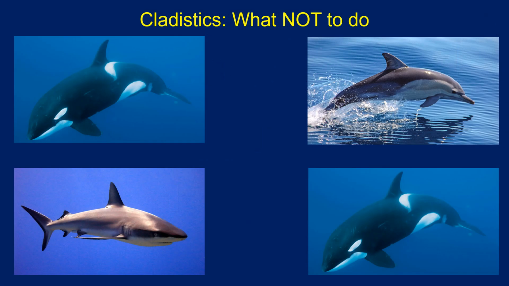Let's go back and look at some physical traits again. And this time we'll talk about what we shouldn't do if we're making a cladogram or if we're making any kind of phylogenetic tree. Let's start at the bottom here. We have a shark, and then next to that we have an orca, a killer whale. And superficially, they look pretty similar. They have a similar body shape.